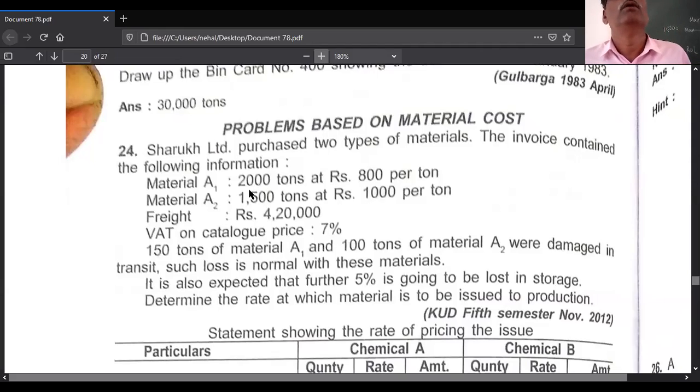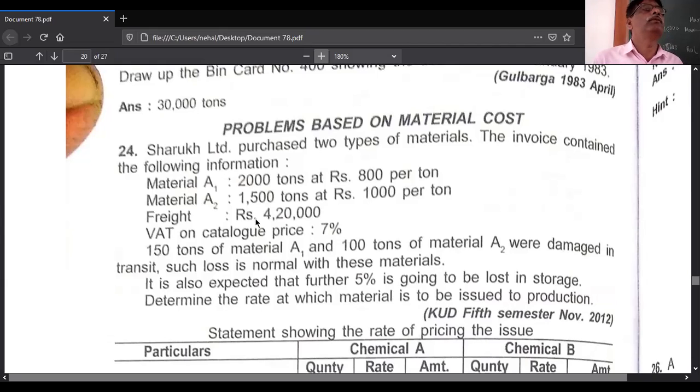2000 is to 1500. What is the ratio? 4 is to 3. You leave the common zeros. How many common zeros are there in first and second? 2 zeros are common. You leave them. 20 is to 15. Then divide by 5. 5 3s are 15, 5 4s are 20. Therefore, 4 is to 3.